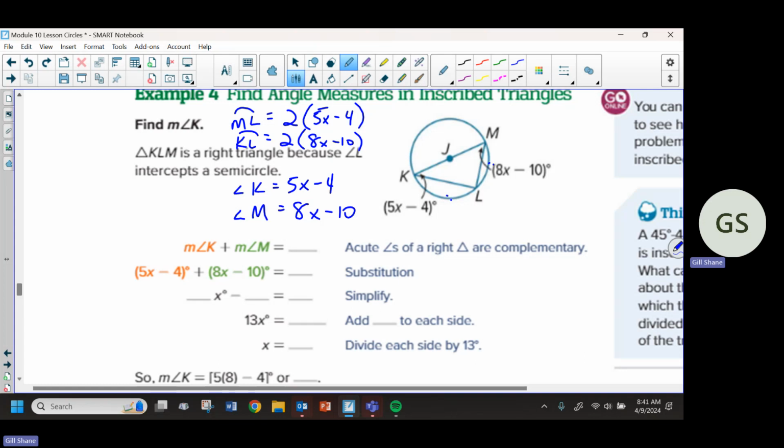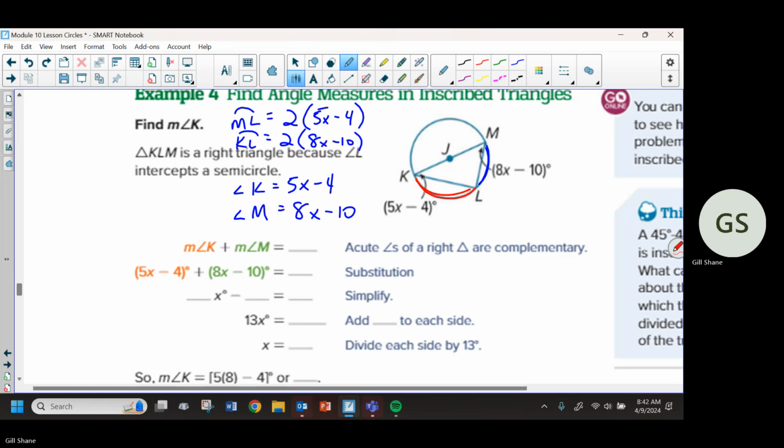So now I got to think, well, is there a way I can set the angle equal to the arc? Well, individually, I don't have any information about either arc. I don't know anything about just this arc. I don't know anything about just this arc. Well, what do I know about the two arcs together?